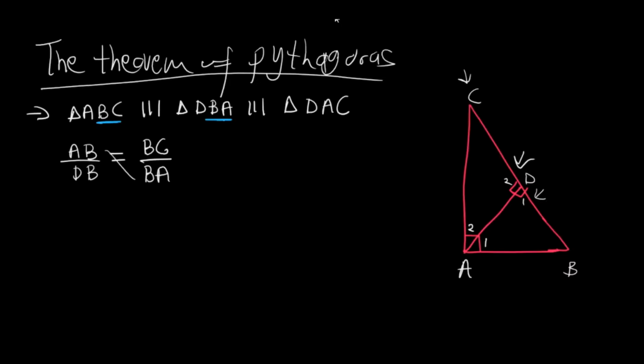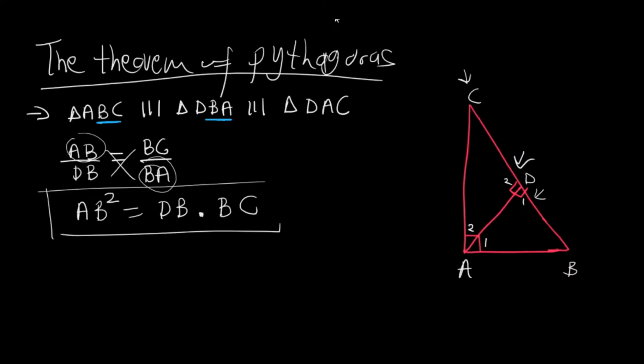So here, you just cross multiply. You see there's AP here, there's AP here. When you cross multiply them, you have AP squared. AP squared is equal to DB multiplied by BC. So this is the first corollary.